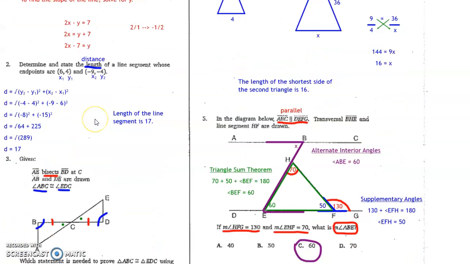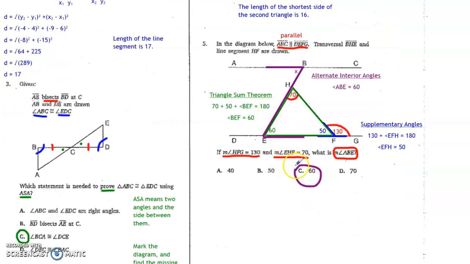For question number 5. In the diagram, it tells us that ABC and DEFG are parallel. Then it asks us to find angle ABE. So I have a couple of pieces of information, and I can use other theorems and information to get the other stuff. For example, it tells me this is 130. I can find that this is 50 using supplementary angles. It tells me that this angle is 70.